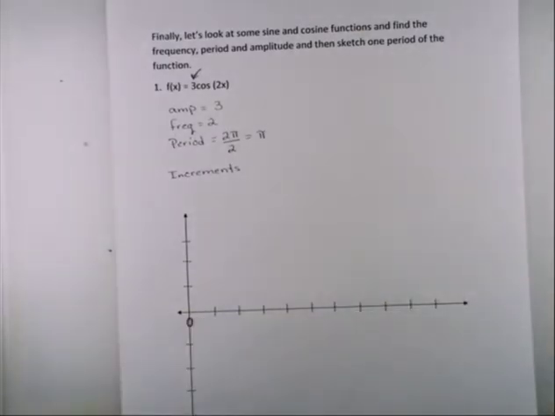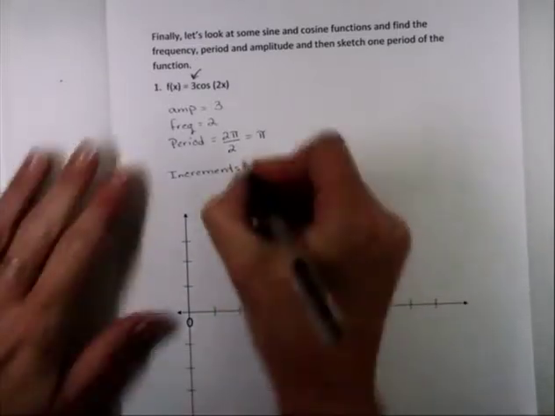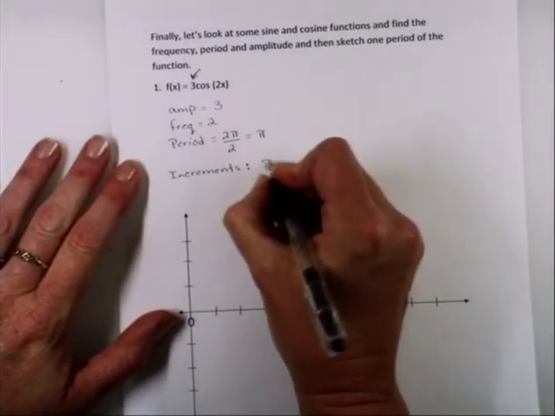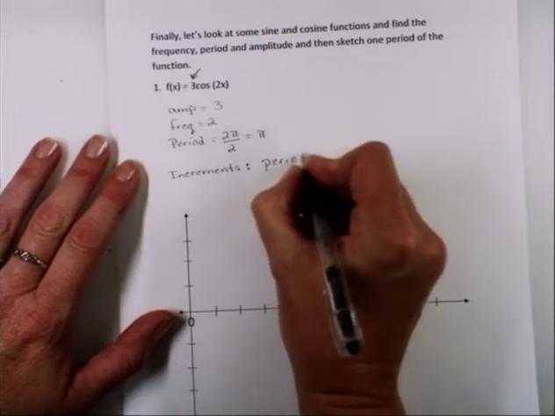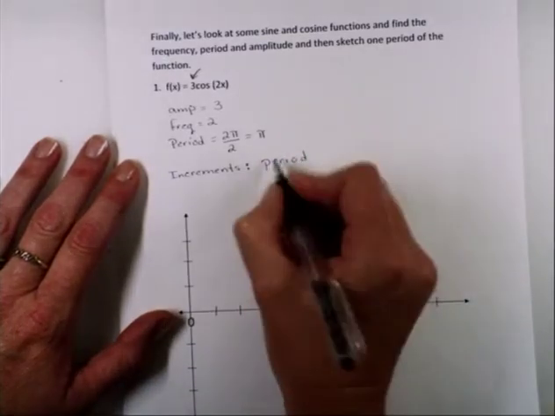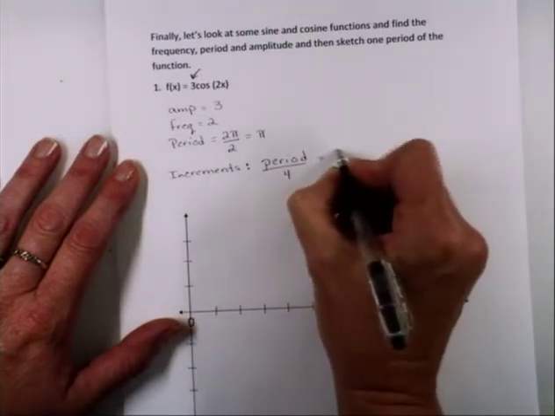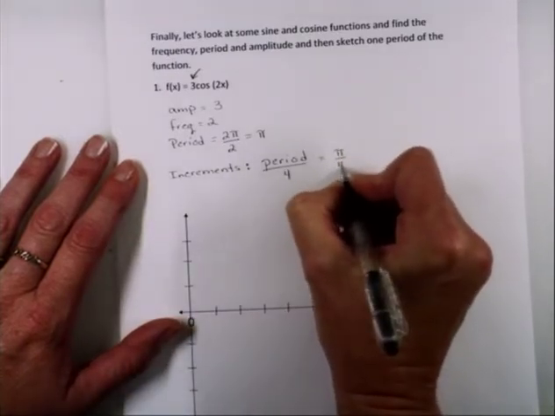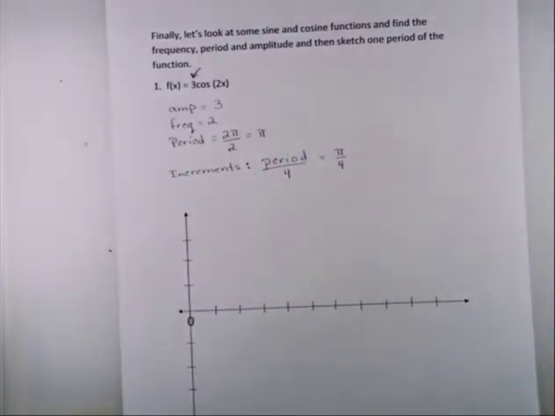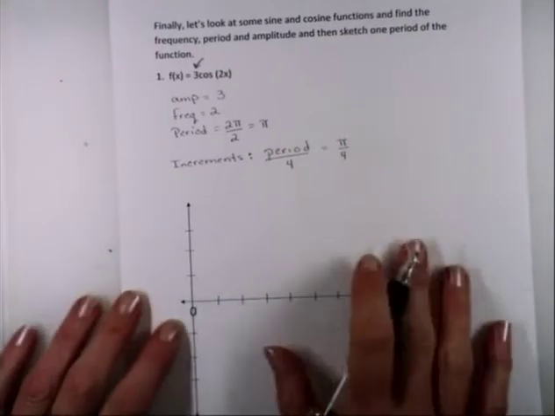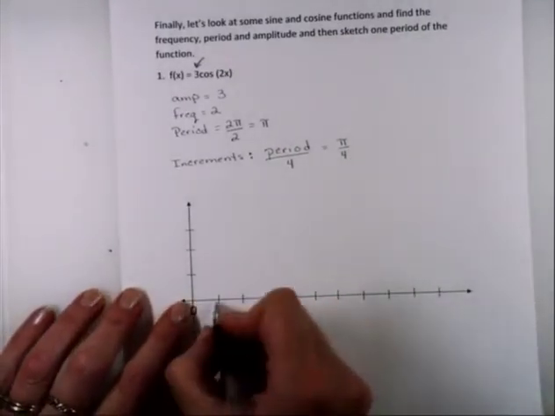So how can I figure out my increment? What you can do is you can take your period, because that's one complete cycle, and divide it by 4. And what that's going to do is that's going to give me 2 complete cycles, so I can see what's happening here. If you want just one complete cycle, you could take half of that. All right, so what we're going to do here is we're going to go up by pi over 4 because I want to. I'm going to start here and just start counting.